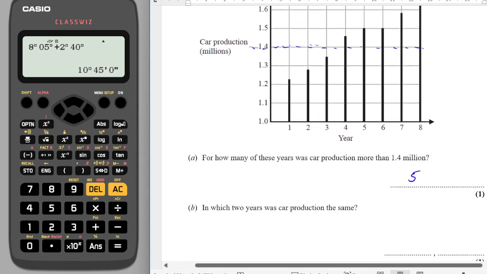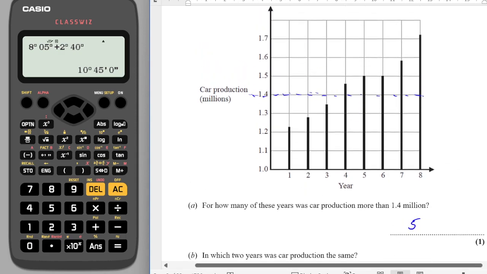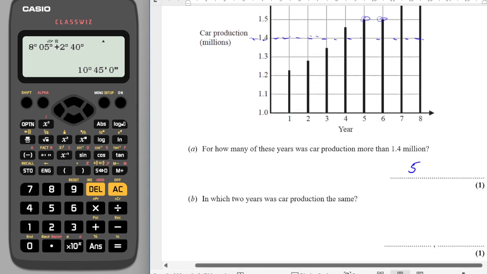And then in which 2 years was the car production the same? So we're looking for where the bars are the same height. That's these two. So year 5 and year 6.